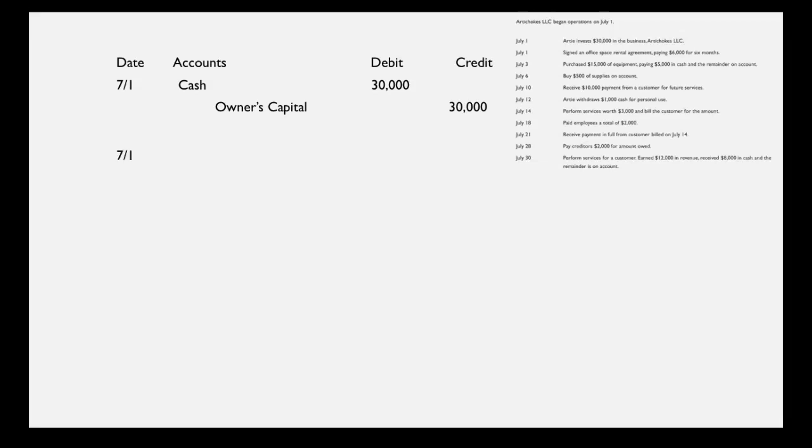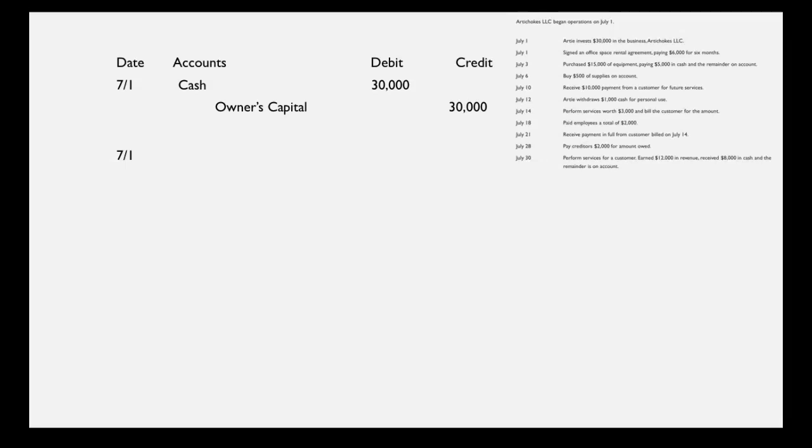So then we move on to our next transaction. And it says that we signed an office space rental agreement and we paid $6,000 for 6 months. So we are paying in advance here for 6 months worth of rent. So a few different things should pop up, right? We're thinking rent. And when we're paying in advance like this, we call that prepaid rent. So prepaid rent is an asset account for whenever you pay for rent for more than 1 month in advance, right? So we're dealing with prepaid rent here.